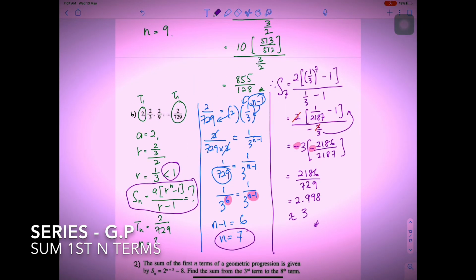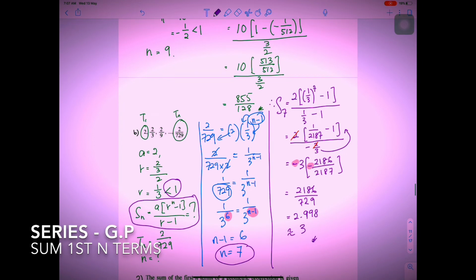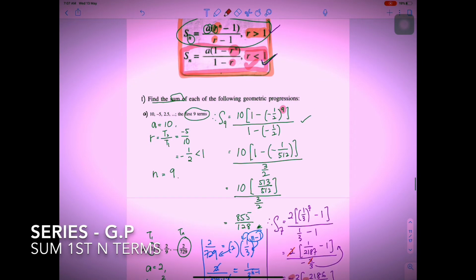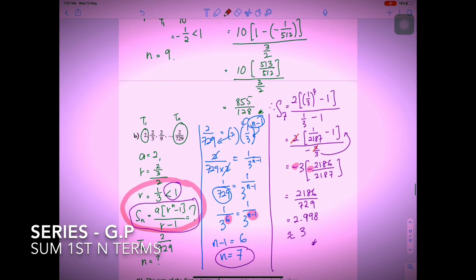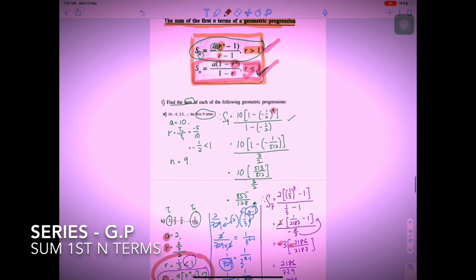So the conclusion is, either you use the second or the first formula, it is okay as long as you know how to find the value of a, r, Sn, Tn, or n. So either formula you can use.